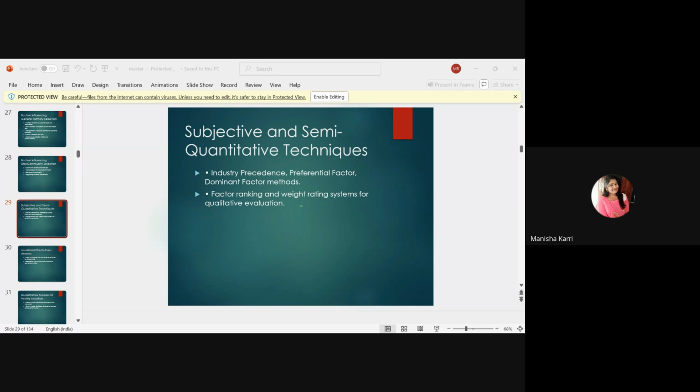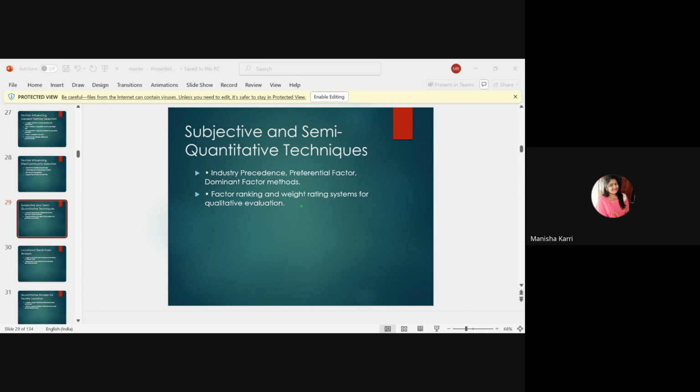The next one is the preferential factor method. This method involves identifying and ranking the factors that are most important to the decision makers. Decision makers list out the factors, for example cost, labor availability, and transport links, and prioritize them based on their preferences. For example, a tech company may rank access to skilled labor higher than transportation links when choosing a new office location.